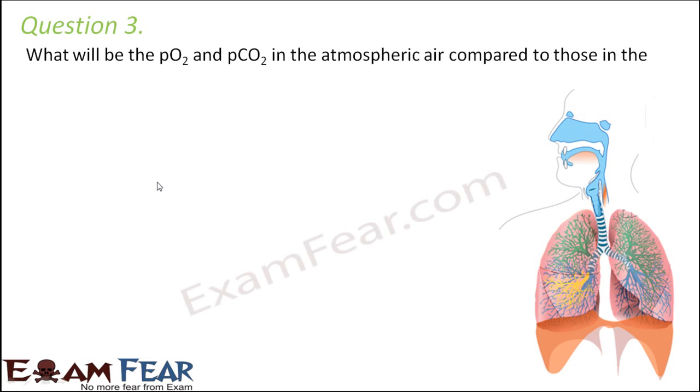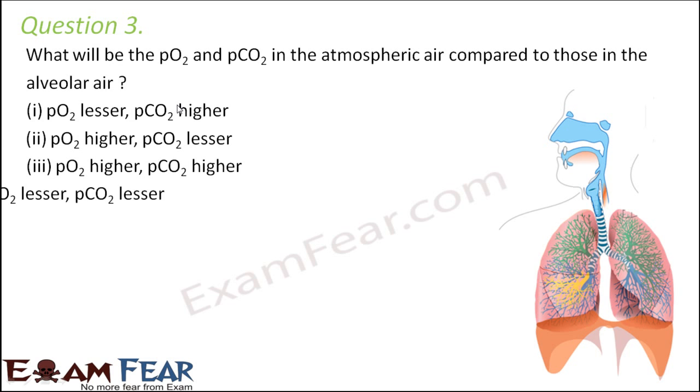Question number 3. What will be the partial pressure of oxygen and carbon dioxide in the atmospheric air compared to those in the alveolar air? In this case, you have been given options. Now you have to select which is the right option. So the atmospheric air is somewhere here, and here you have the alveolar air.